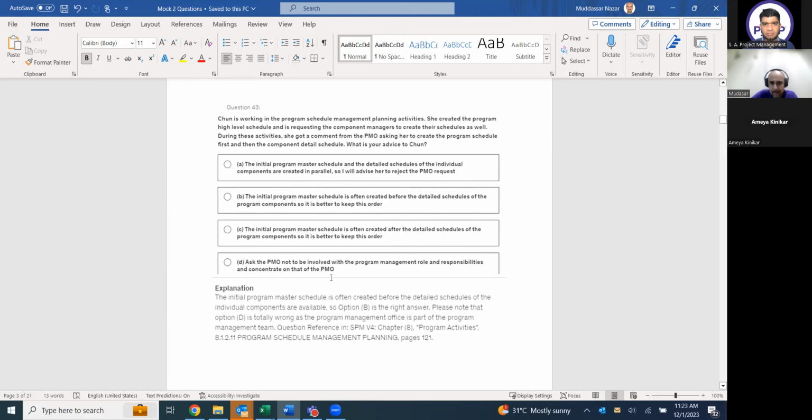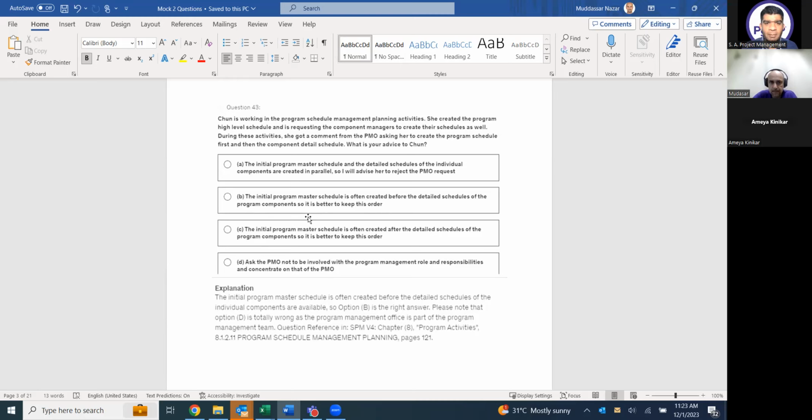So I again ask the PMO not to be involved, and rejecting the PMO, I would like to disregard those options. A and D are eliminated. And I would like to go for option B, because first you create the program schedule and components can be added at any point. This is what I think. So the correct answer will be B.